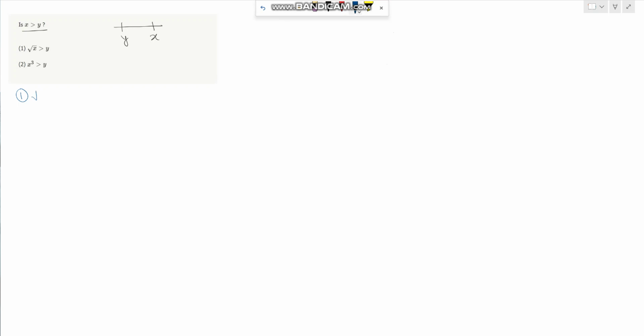So the first statement tells that under root of x is greater than y. The first thing that we can notice is this particular part, under root of x, which means that in this case x is always non-negative, because under root of a particular value is always non-negative, right? So this in a way helps us narrow the regions of the number line that we need to work with.